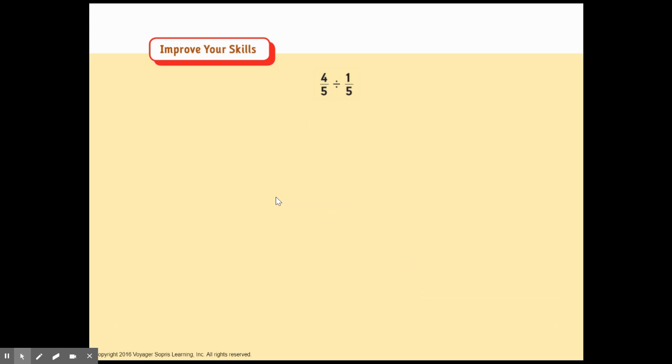Let's look at another division problem. Suppose we solve this problem using multiplication. We multiply straight across and get a product of 4 out of 25. The answer is incorrect. This answer is very small. When we divide fractions, the answer should be greater than the original fractions. Let's compare this answer to the actual answer.